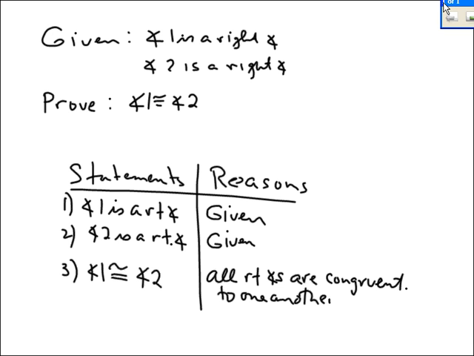Just like all 30-degree angles are congruent to one another. Right angles is just another way of saying 90-degree angle. All 90-degree angles are congruent to one another. So, very simple proof. Statement, reason, two-column proof.